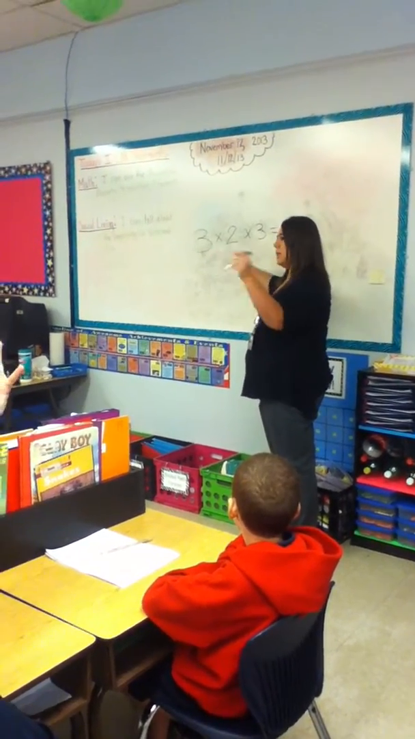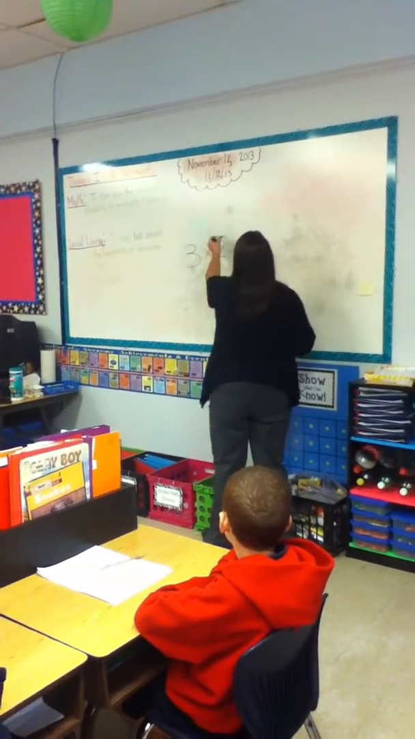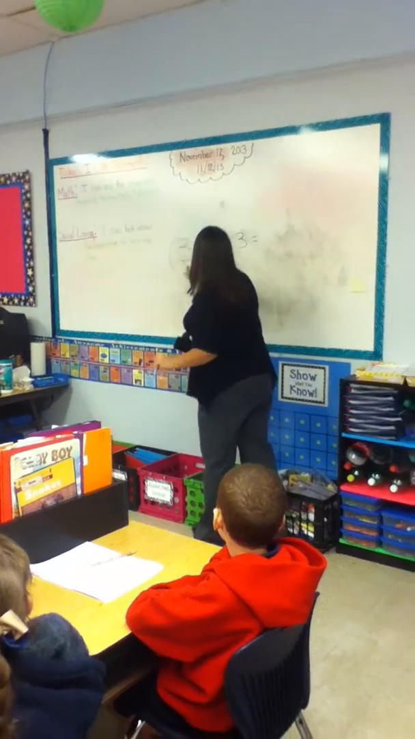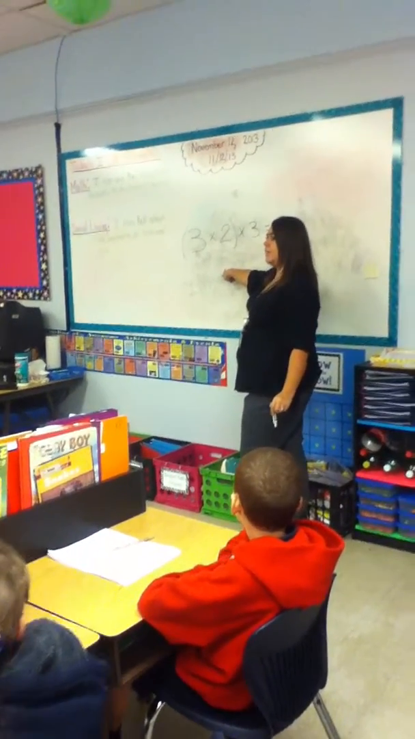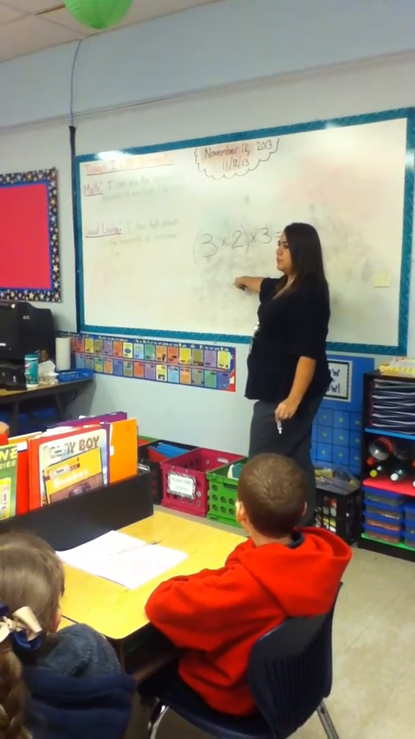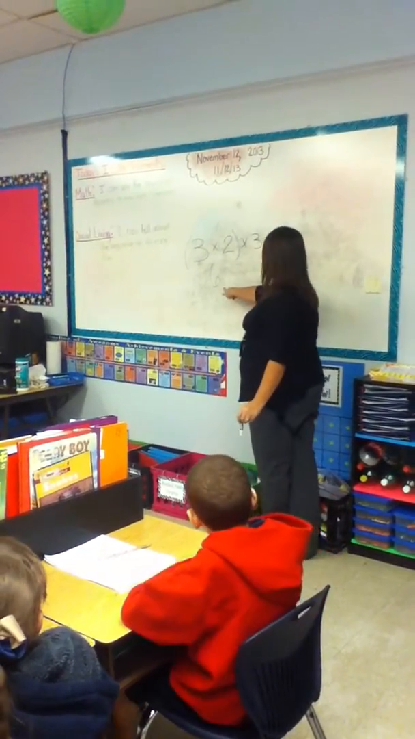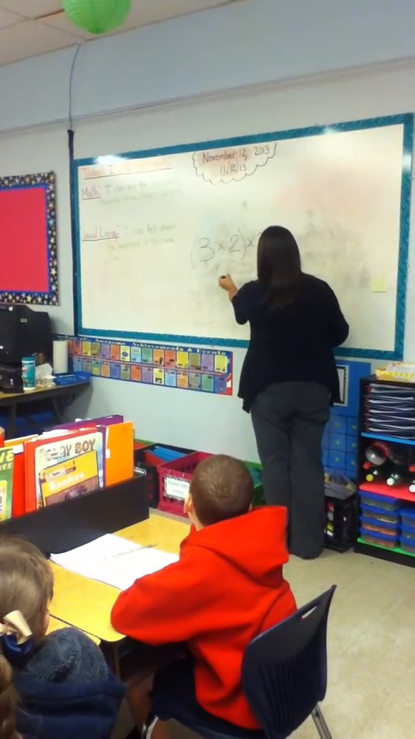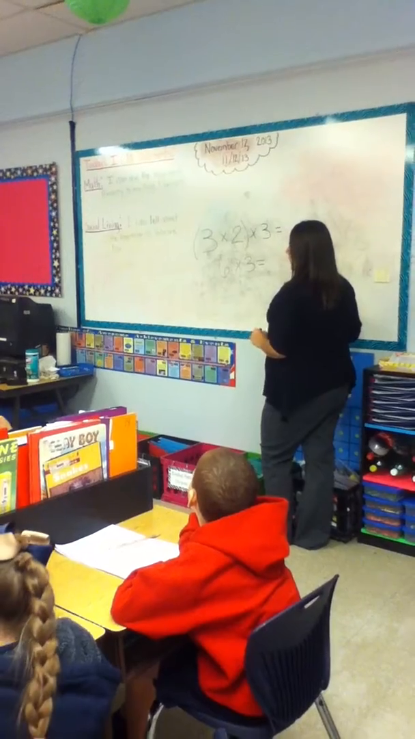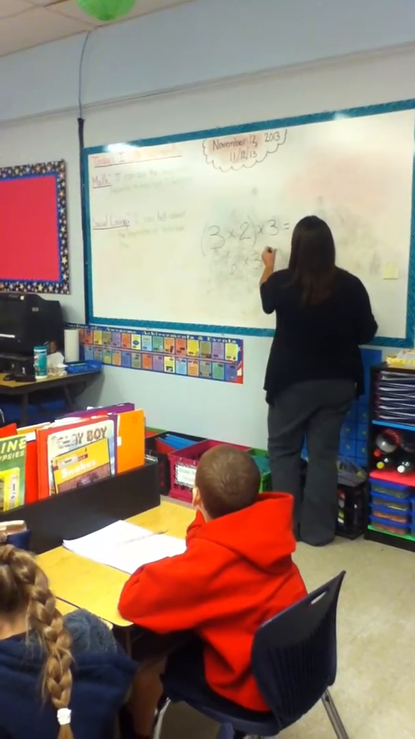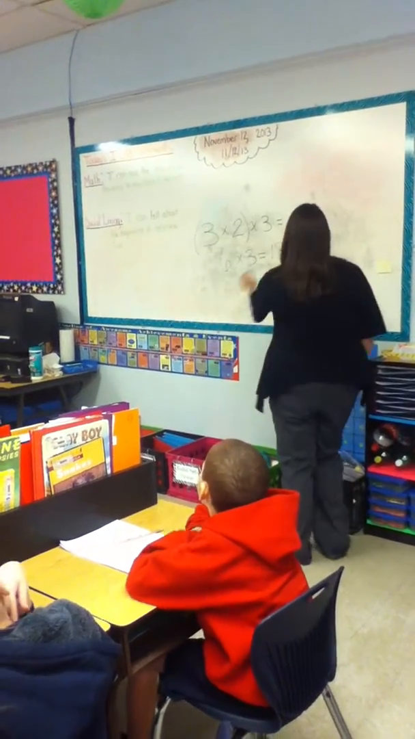Pick 2 numbers for me, Caitlin. 3 and 2. So we'll do 3 times 2 first. Well, we know 3 times 2, right? Yes. So what's 3 times 2? 6. Now we're going to multiply what? 6 times 3 equals what? 18. Equals 18.